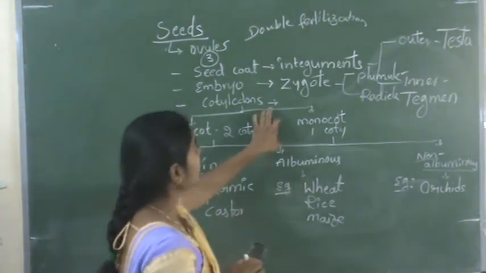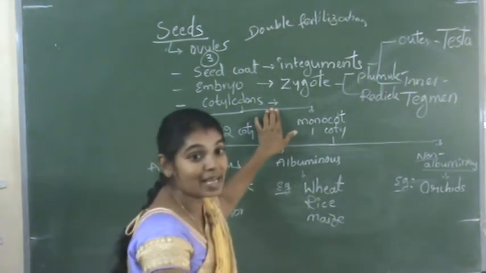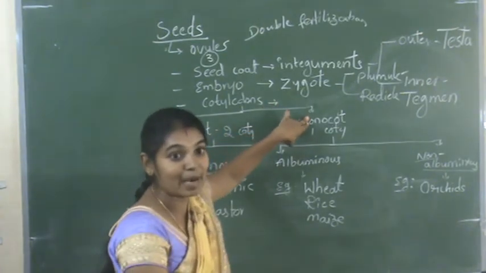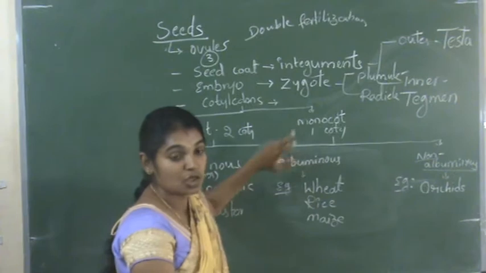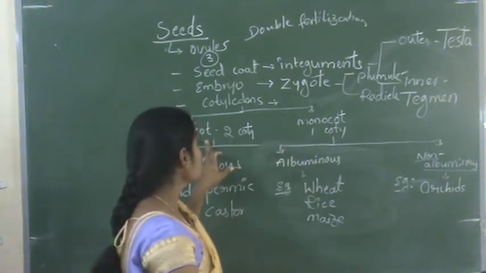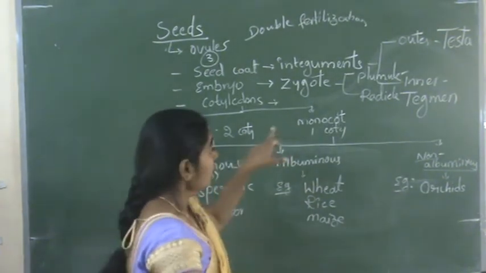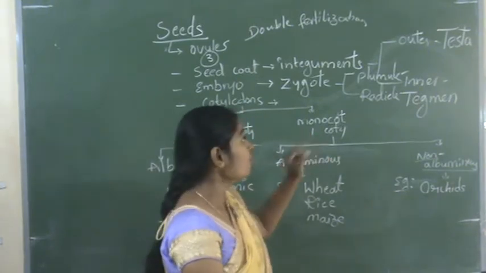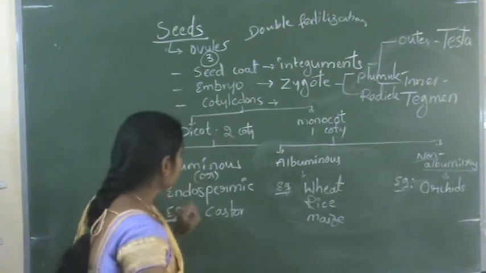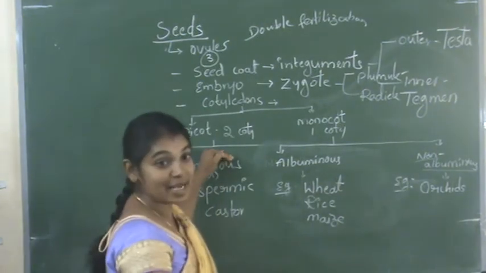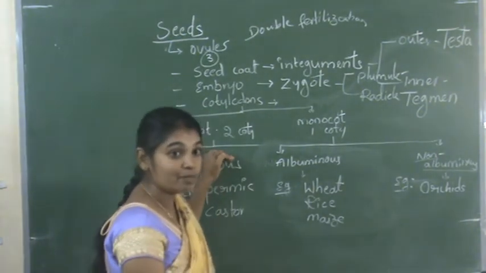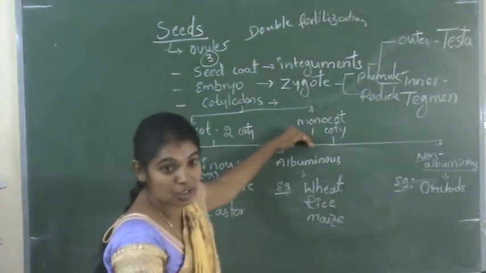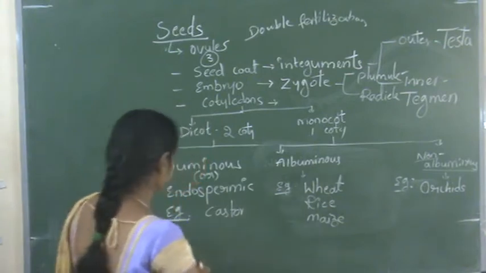So these are the different types of seeds. The first classification is on the basis of the number of cotyledons. If there are two cotyledons, those are called dicot seeds. If there is only a single cotyledon, these are known as monocots. And on the basis of the presence and absence of the endosperm, again dicot seeds are of two types and monocot seeds are also of two types.